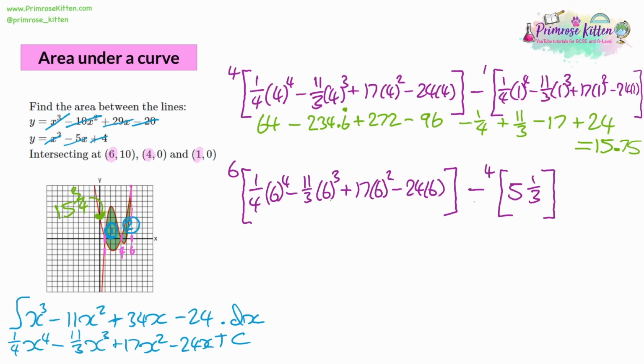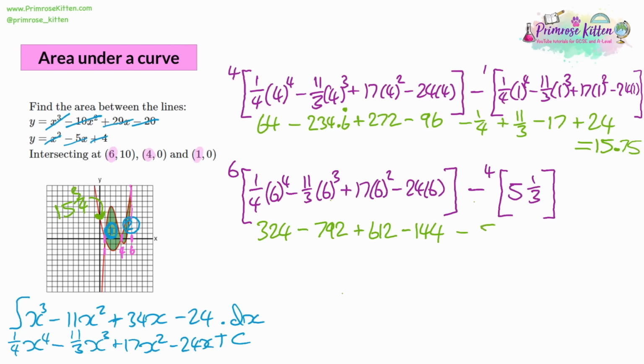So we have 6 to the power of 4. A quarter of it, divided by 4, that's 324. 6 to the power of 3, 11 thirds of it, times by 11 divided by 3, that's going to give us 792. 6 squared is 36, times it by 17, that's giving us 612. And then 24 times 6 is going to give us 144.